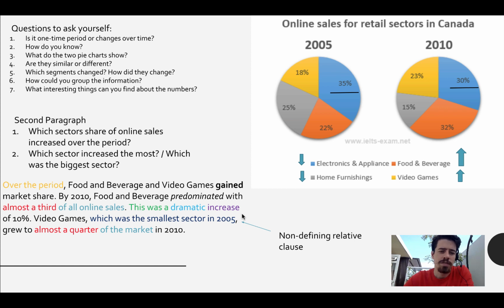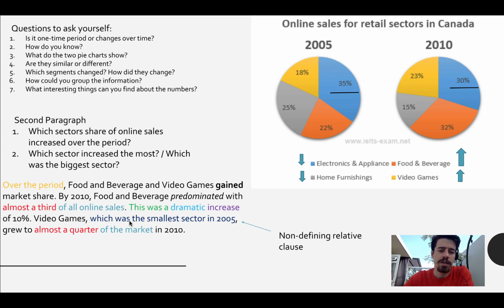Okay, this was a dramatic increase of 10%. So it was 32% here. It was 22% in 2005. 32 minus 22 is 10. Okay, so it tells us how much it increased by. And I think this is the biggest increase as well. So we've got this was a dramatic increase. We could have this was the biggest increase.